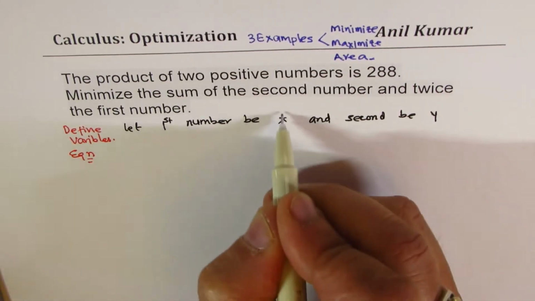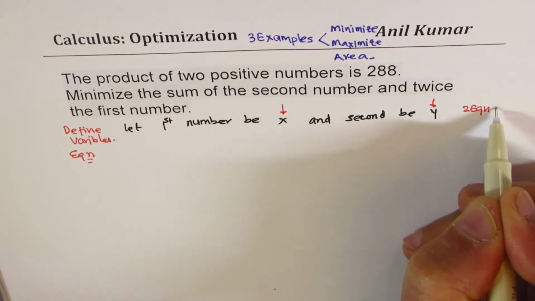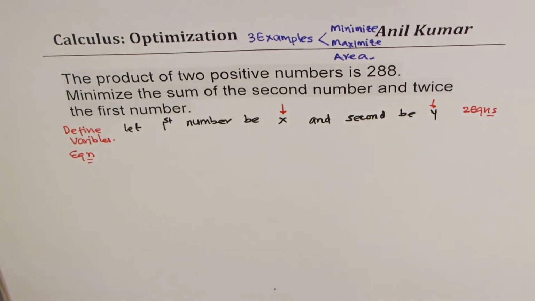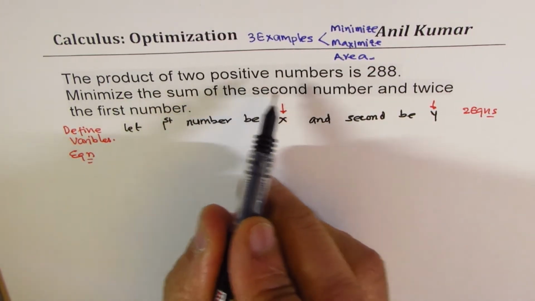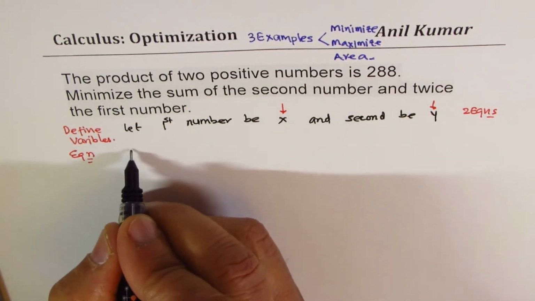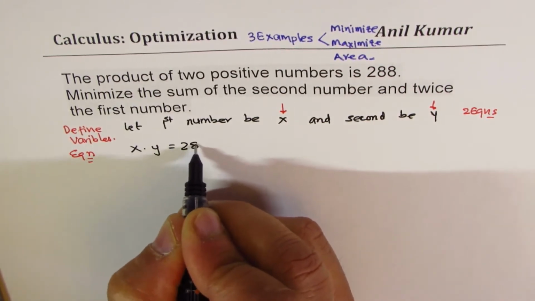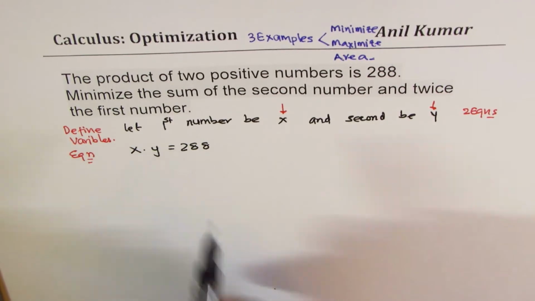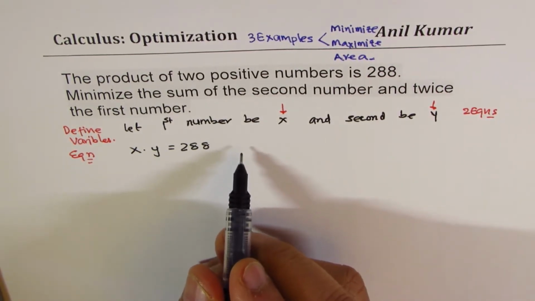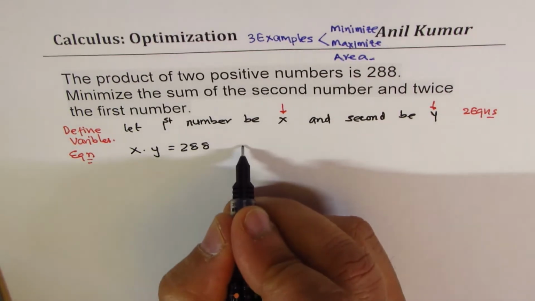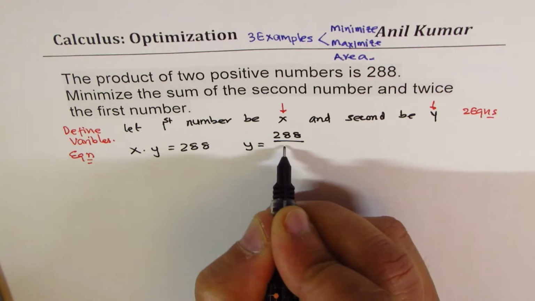Since we have two variables, we need two equations. So our equation number 1 is product of two positive numbers is 288. So we get x times y equals to 288. And from here, you should always relate one in terms of the other, right? So that is kind of a must. So you do y equals to, let's say, 288 over x.